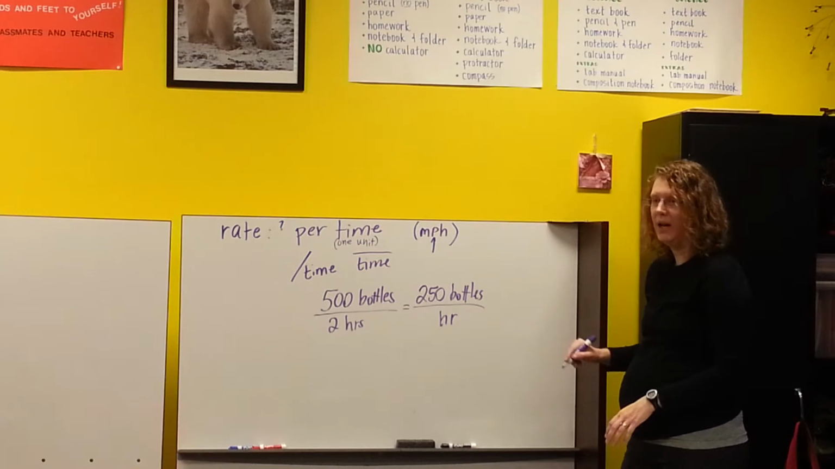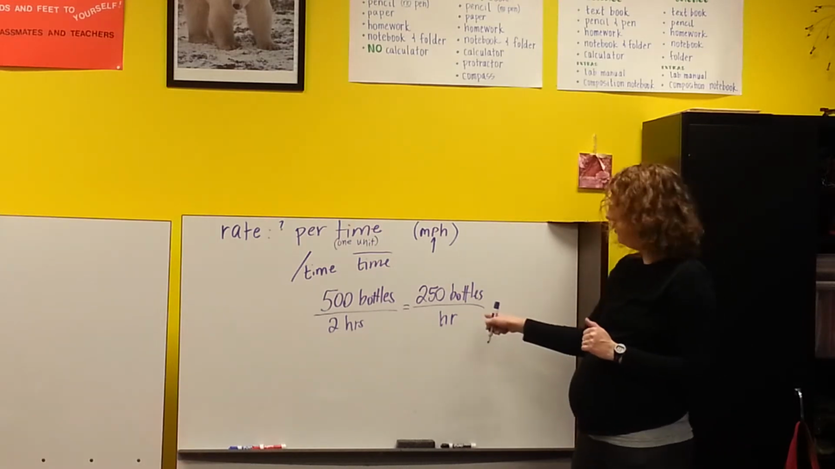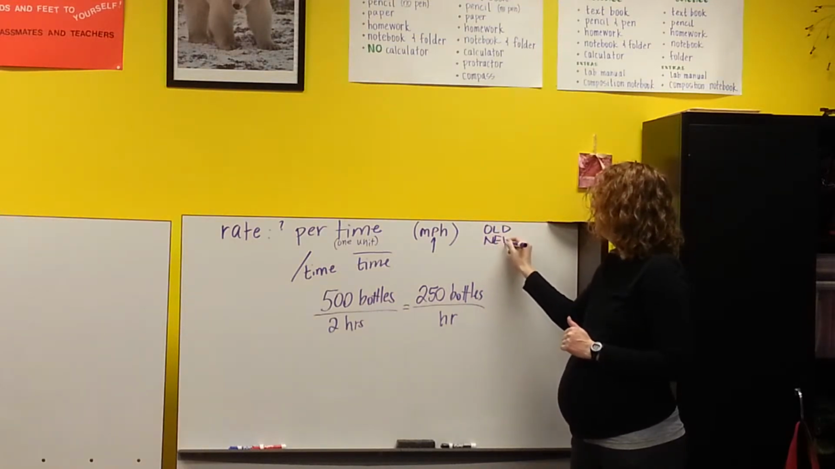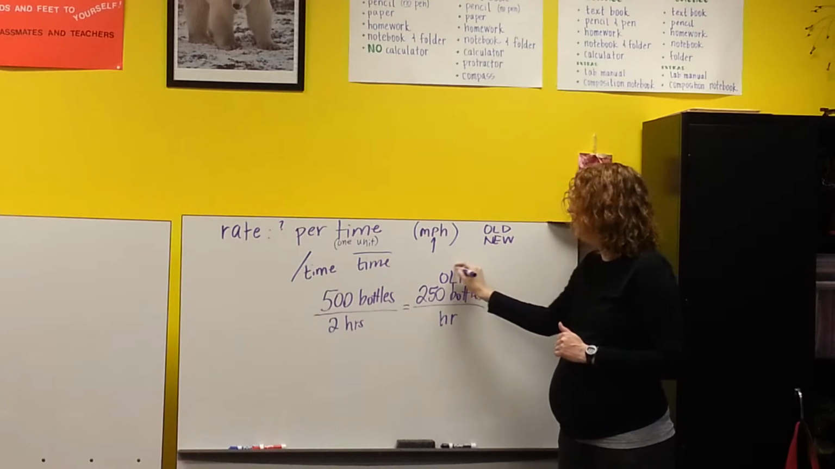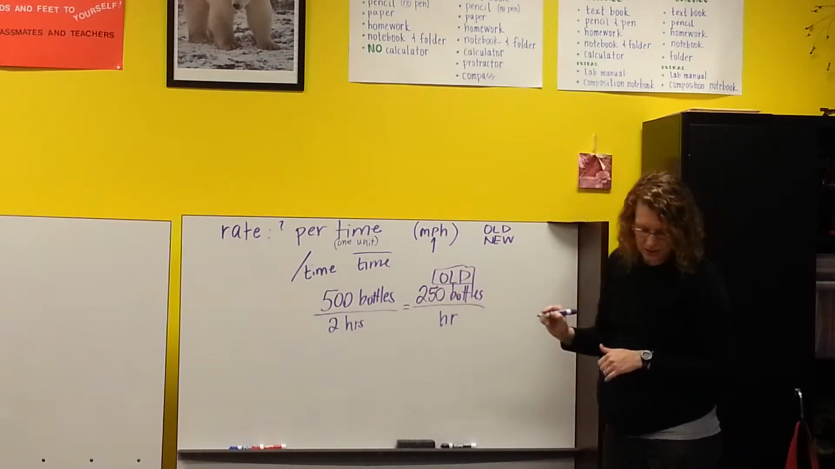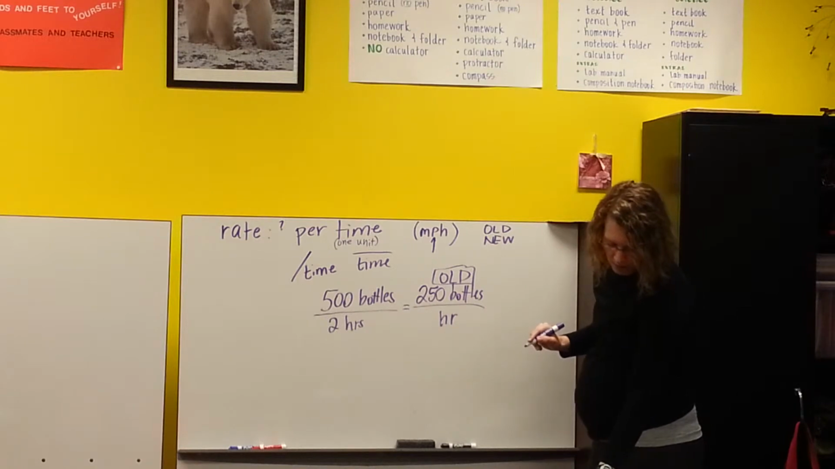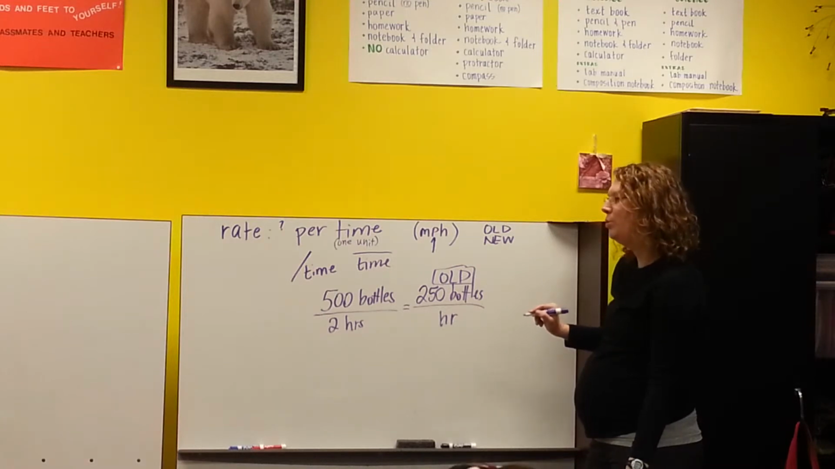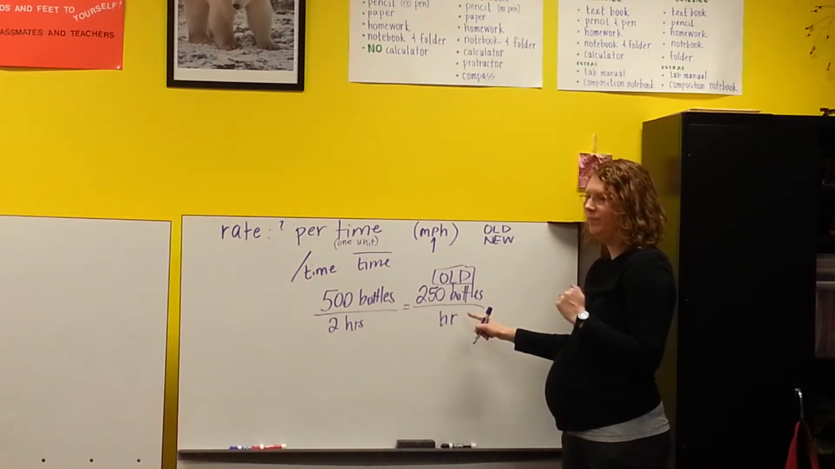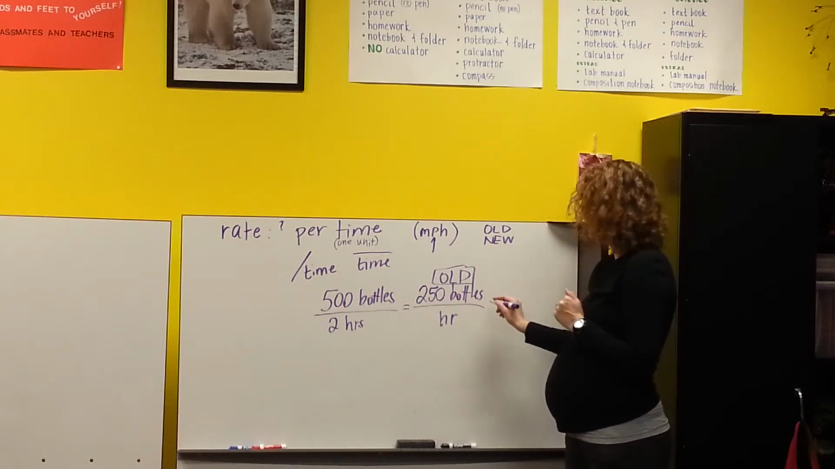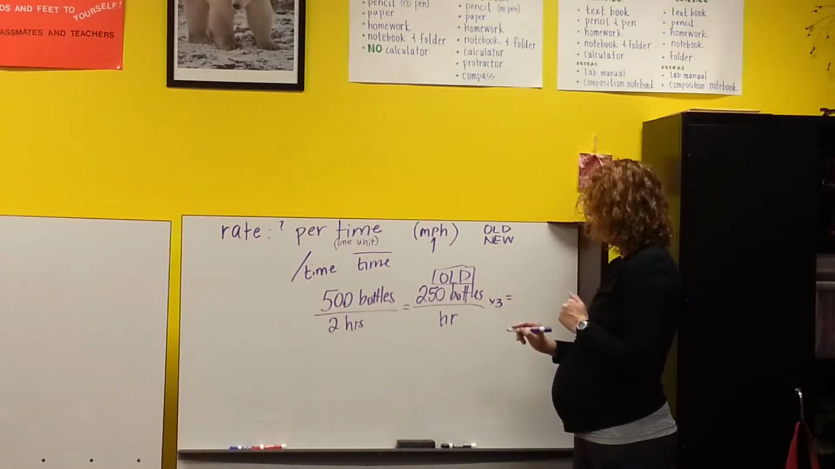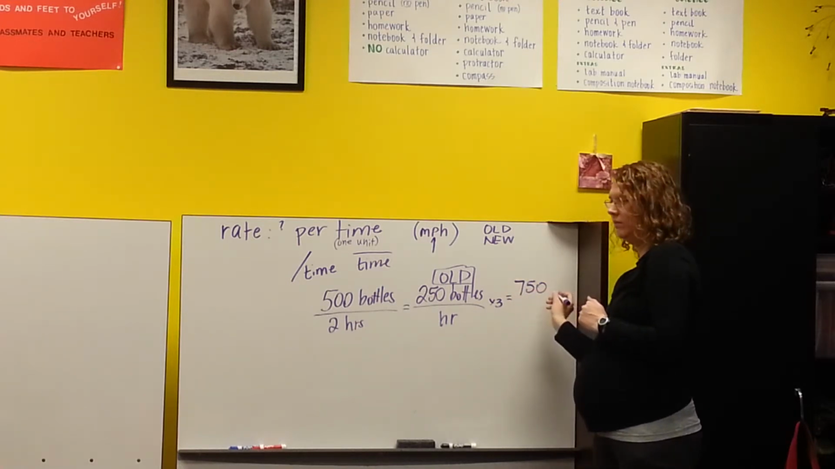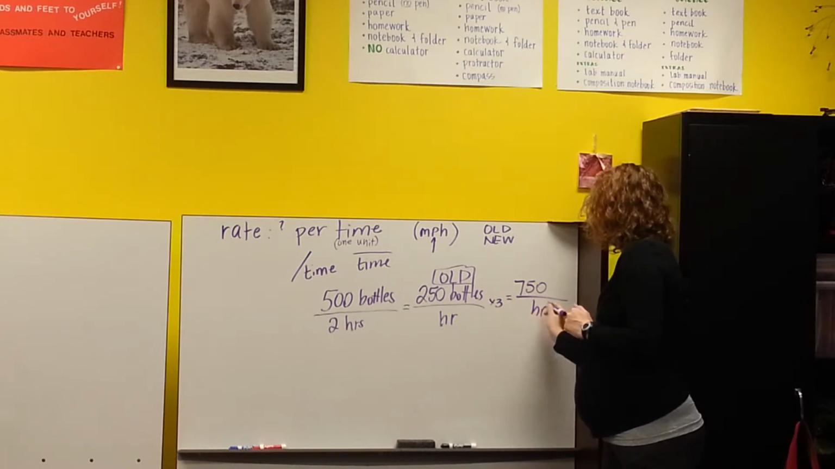So that is our, what kind of rate, Jamon? What kind of rate is this? It's our old rate, okay? So old is our label. Label it old. It tells us for our new rate, if the rate of the machine were tripled, how many bottles could be capped? So, Destiny, if it's tripled, what does that mean we're going to do to our old rate? If it's tripled, what are you going to get? 750 what per hour? Bottles, good.